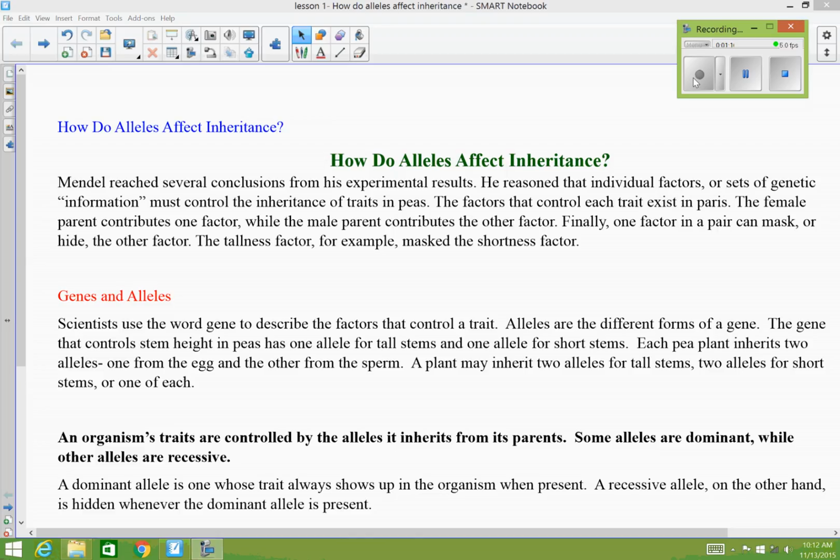Some alleles are dominant, while other alleles are recessive. A dominant allele is one whose trait always shows up in the organism when present. A recessive allele, on the other hand, is hidden whenever the dominant allele is present.